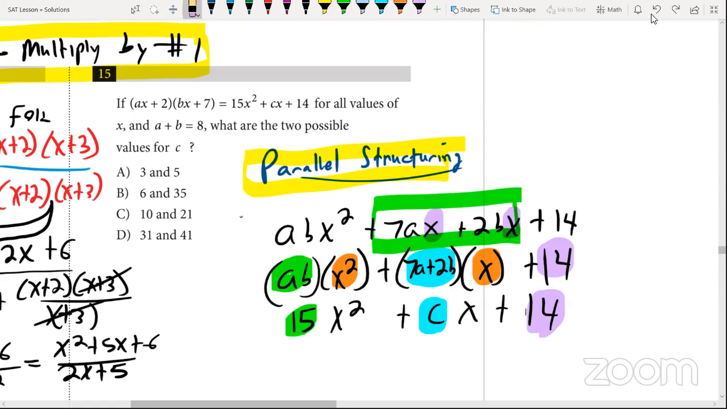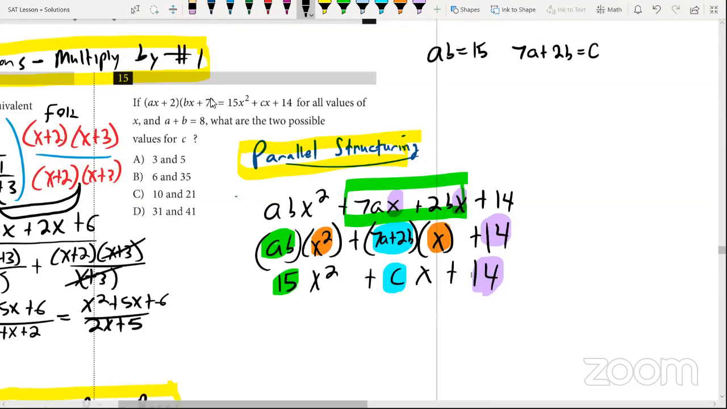So let's go ahead and just solve that out. If AB equals 15, 7A plus 2B equals C. And last but not least, the question tells us that A plus B equals 8. There's a couple of ways to do this. You could kind of look at the first one and the third one and say to yourself, well, I have two numbers that multiply to 15 and they add to 8. So the numbers are going to be 5 and 3 or 3 and 5.